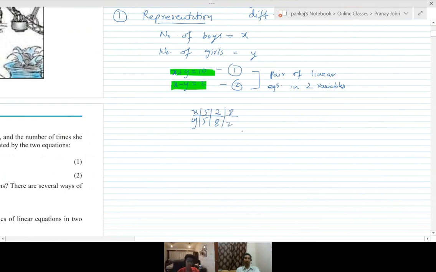And the other one: x is 4, y is 2; x is 3, y is 1; x is 5, y is 3. You said this 4? Yes, 4. So x is 4, y is 2, x is 5, y is 3, and x is 3, y is 1. So let's plot this.